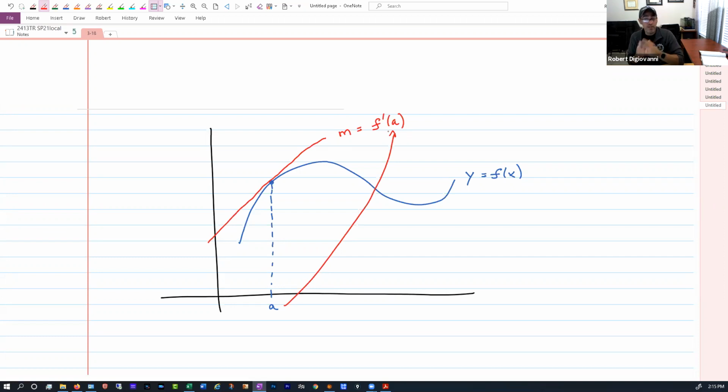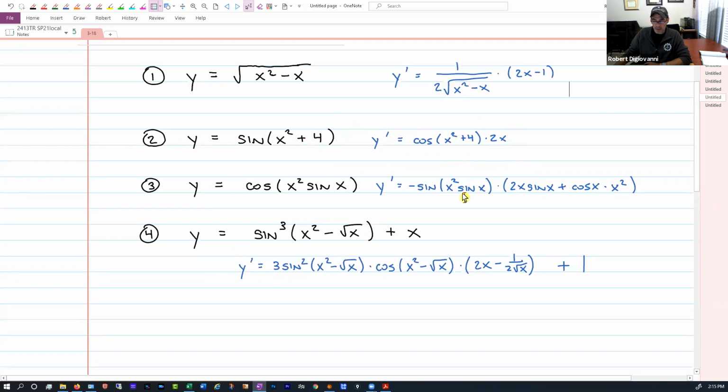And what we can actually take the derivative of now is really, we've blown the doors open. We can take very complicated functions and still be able to come up with a meaningful formula for the slope of the tangent line. So that's what all of these represent, right?